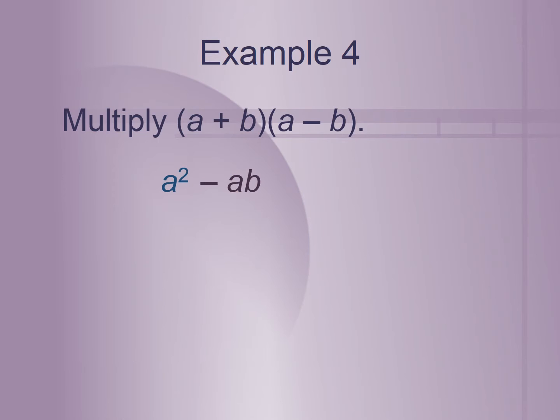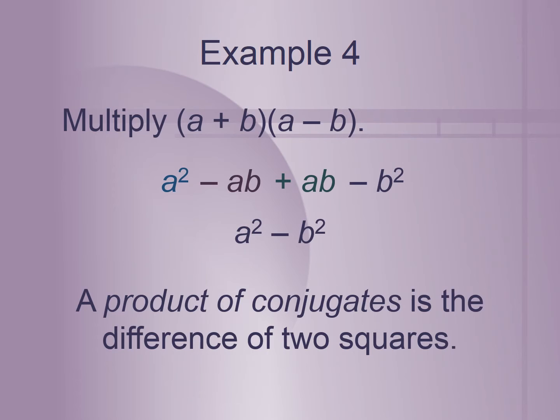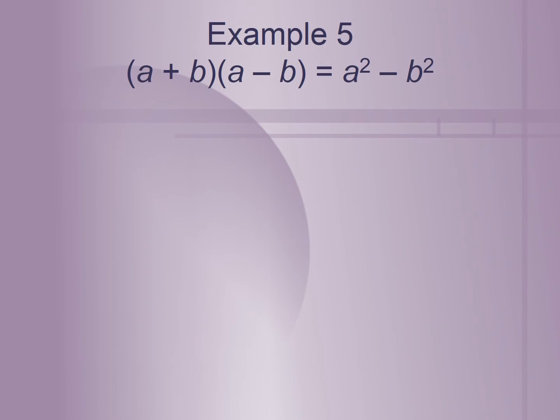So if we were to multiply this out using FOIL, we would get this. And then when we simplify, we end up with a squared minus b squared. So this goes to show that a product of conjugates is just the difference of the two squares. Let's look at an example. So here's our formula. We have a product of conjugates, and it's equal to the difference of the squares.